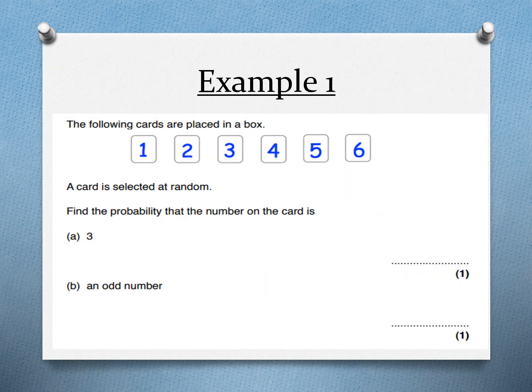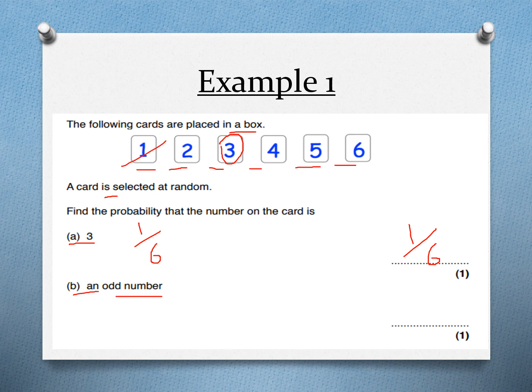So example 1, the following cards are placed in a box. A card is selected at random. Find the probability that the number on the card for part A is a number 3, where you've got 1, 2, 3, 4, 5, 6. So you've got 1 out of 6 possible outcomes. So 1/6.